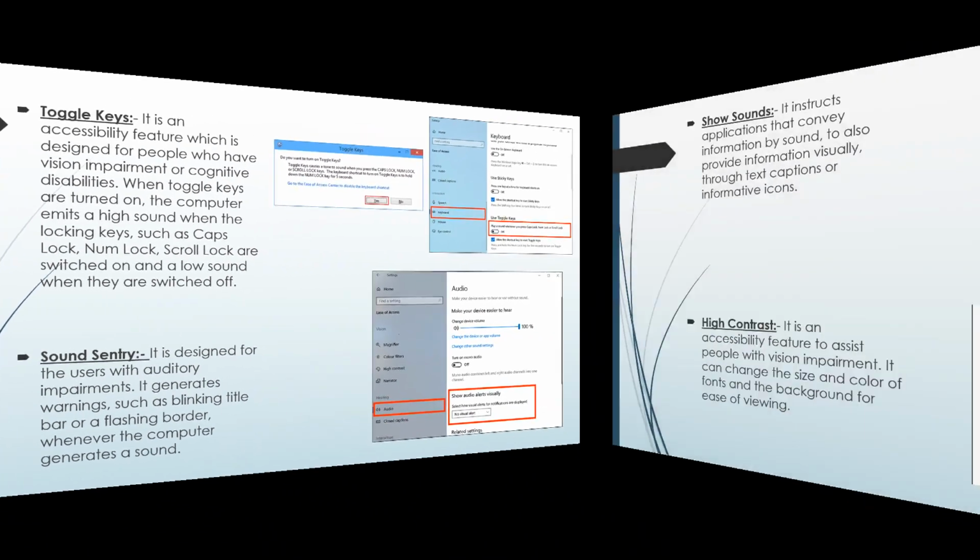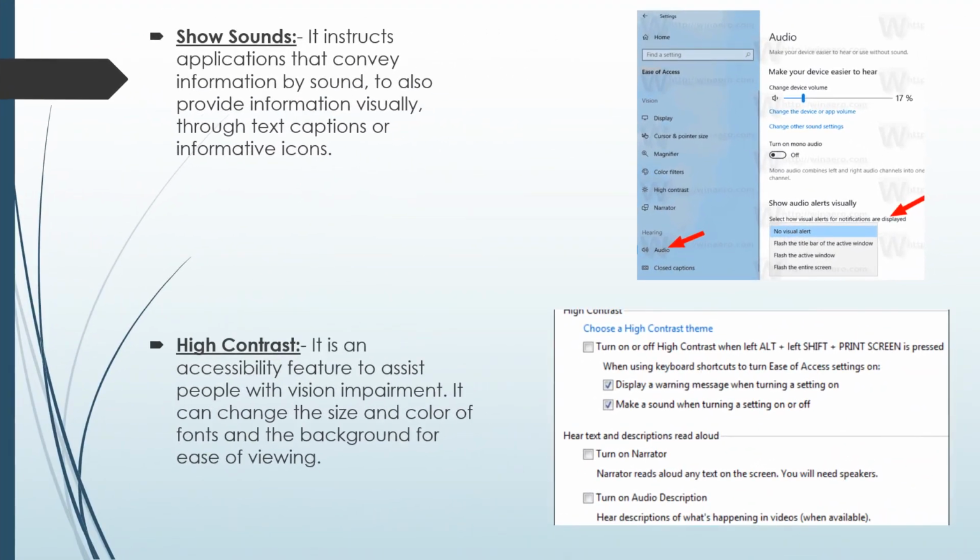Next, show sounds. It instructs the applications that convey information by sound to also provide information visually through text captions or informative icons. Means this option shows the content or some information through text captions or through icons, which can be easily understood by persons who are hearing impaired or partially blind.